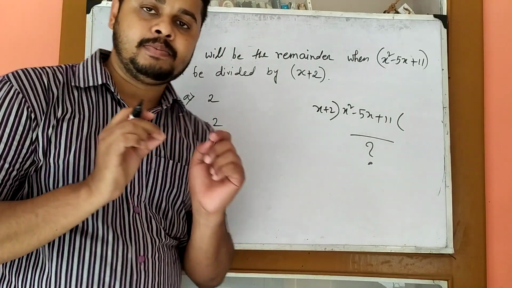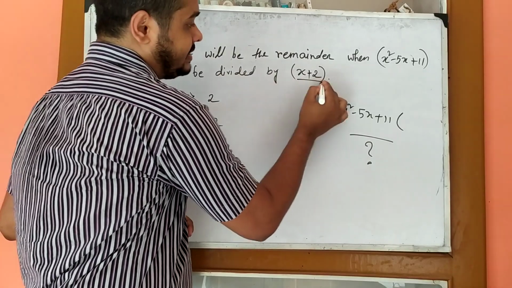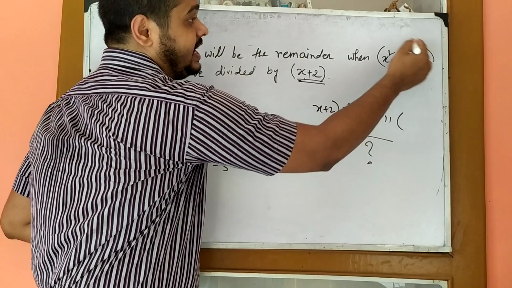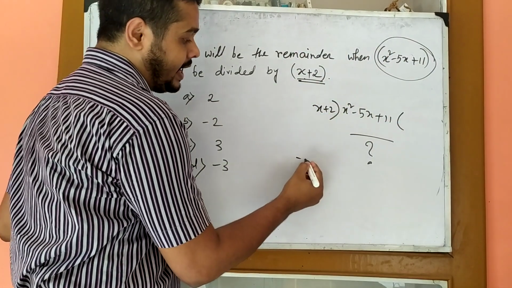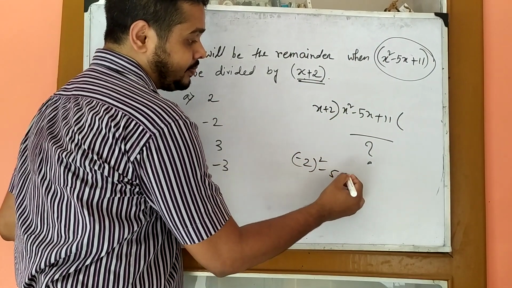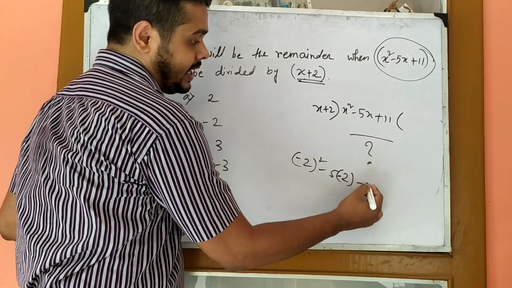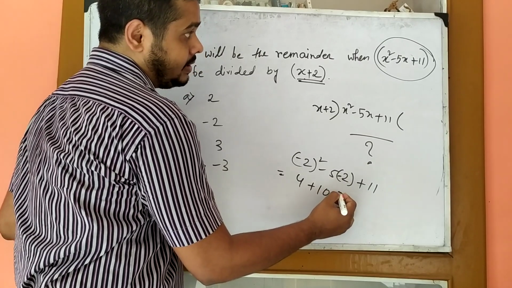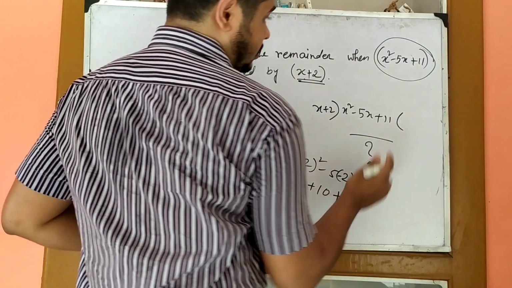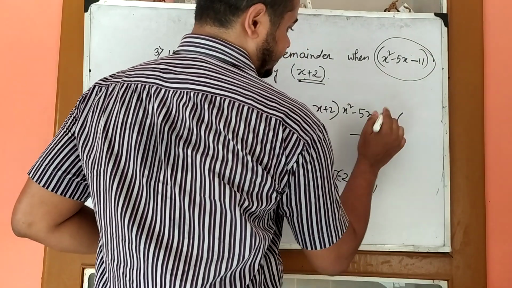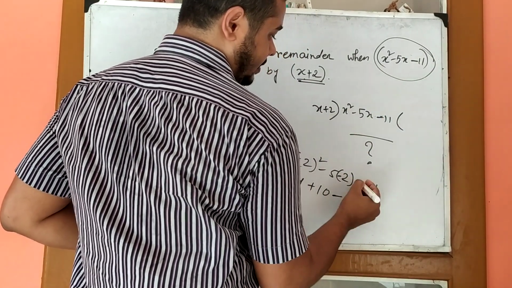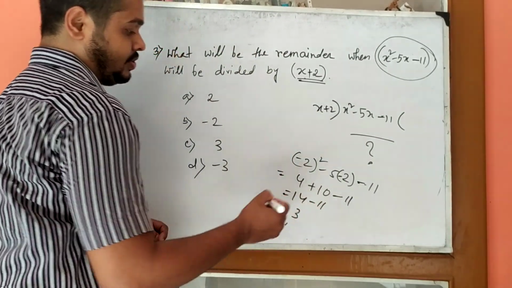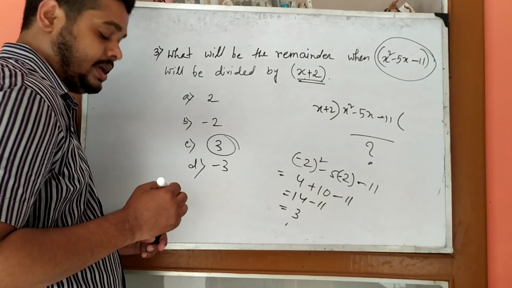Okay, that is our logic. But as this is an MCQ type question, we can see x plus 2 equal to 0 means x equal to minus 2. Now putting the value of x equal to minus 2 here, we can write like that. After simplification, 4 plus 10, sorry, that will be minus 11. Okay, minus 11, that is 14 minus 11, that is 3. So our correct answer is 3.